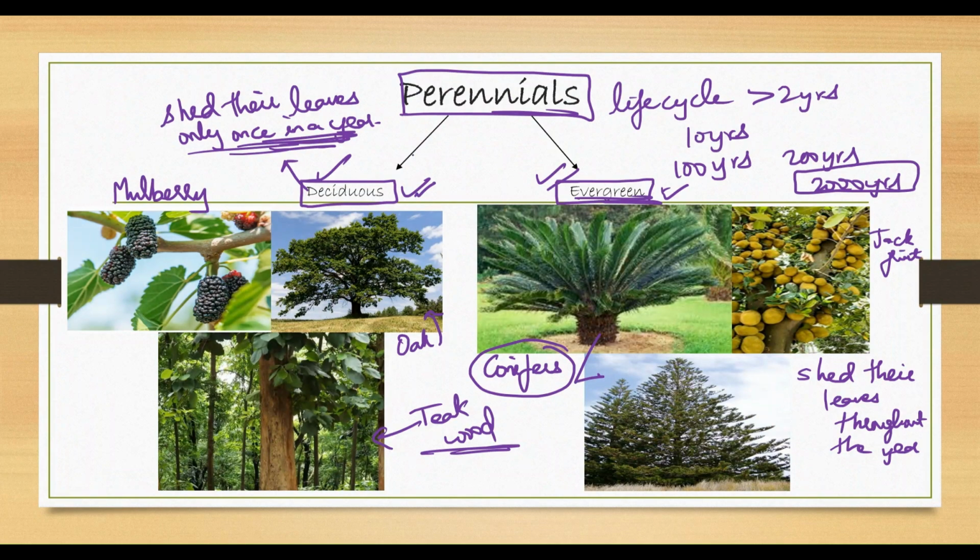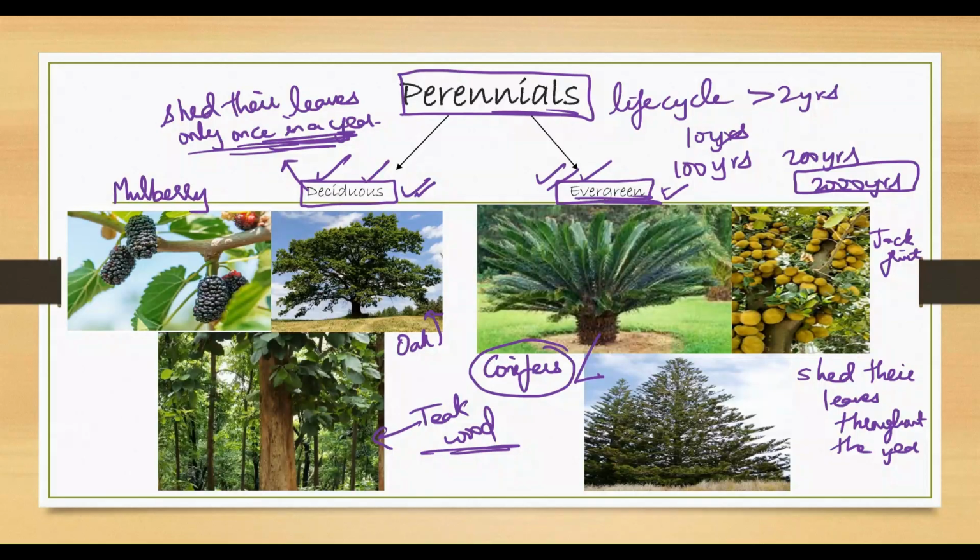Perennials can be internally classified again into deciduous and evergreen. Deciduous are the plants where the shedding of leaves occurs at a time in the tree once a year, where all the leaves of the tree are shed at a time. Evergreen plant, as the name suggests, always looks green because the leaves always stay. Not all the leaves get shed at a time, but continuous shedding occurs throughout the year. Best examples for evergreen plants are jackfruit, mango, peepal, banyan, and for deciduous, mulberry, oak, teak wood, etc.